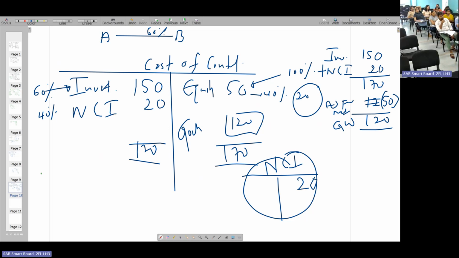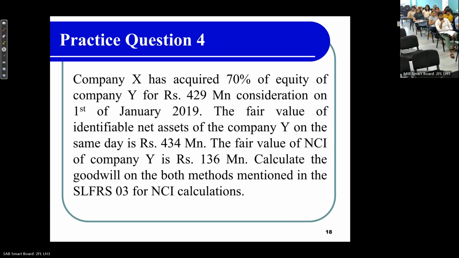යමු ඊළඟ ගන්නට. Question number 4. Company X has acquired 70% of Y for 429. Cost of control account එක කරගන්න. Calculate the goodwill on both methods. Again there are two methods of NCI measurement, fair value and the proportionate. ඒ දෙකම හදන්න කියලා තියෙනවා, you have to have two cost of control.